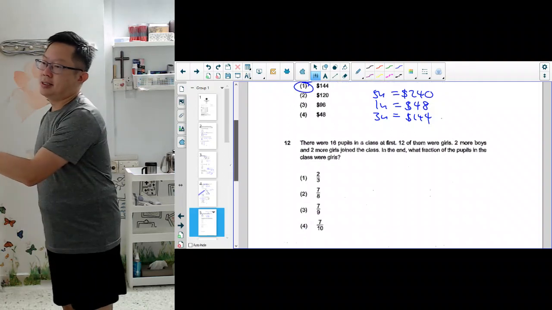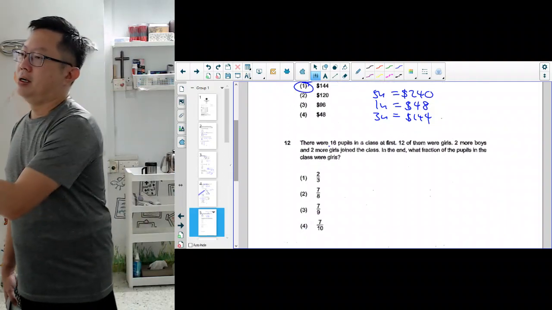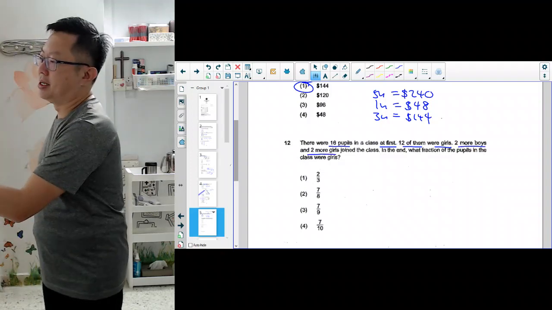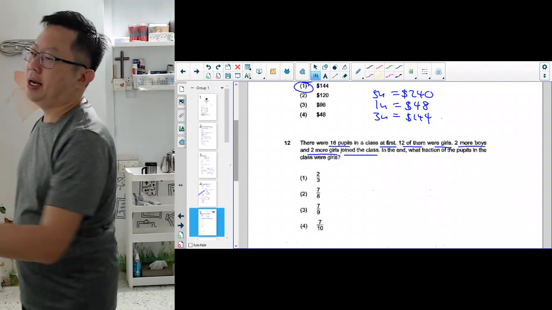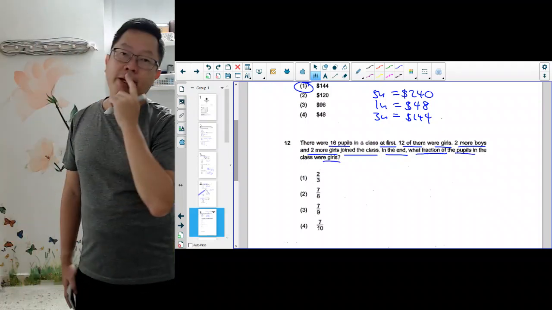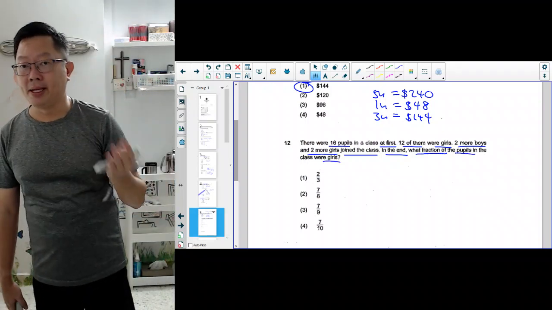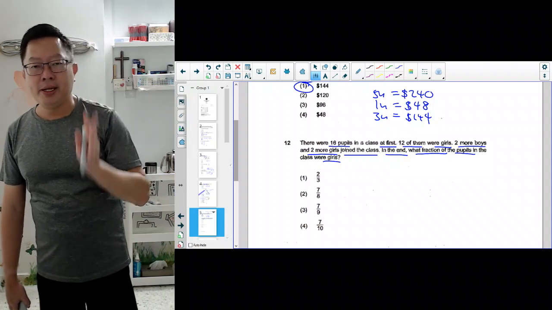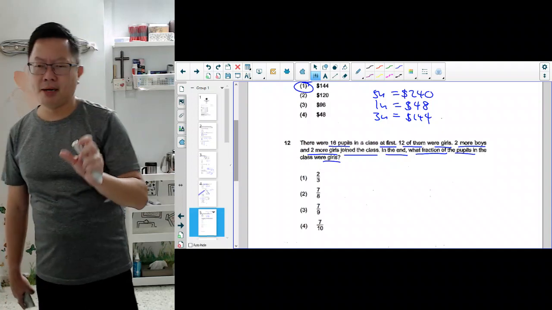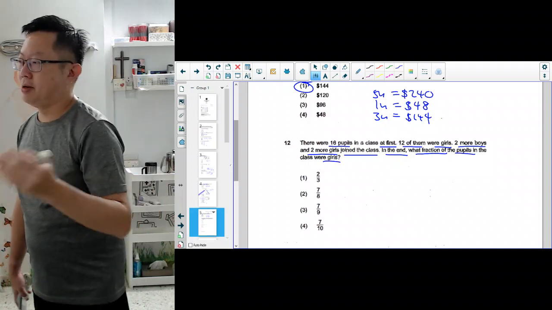There were 16 pupils in the class at first. 12 of them were girls. 2 more boys and 2 more girls joined the class. In the end, what fraction of the pupils were girls? Now for some students, this can be a bit complicated. So what do you do? You break down the problem by writing some key numbers, writing down some information. For example, what do I mean?